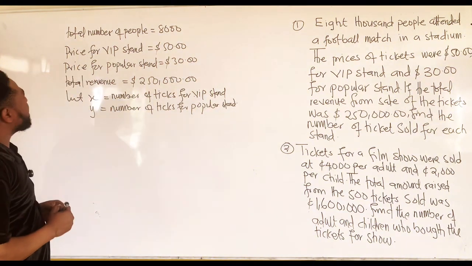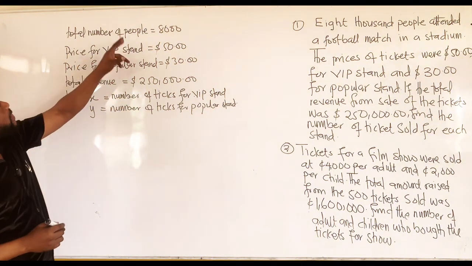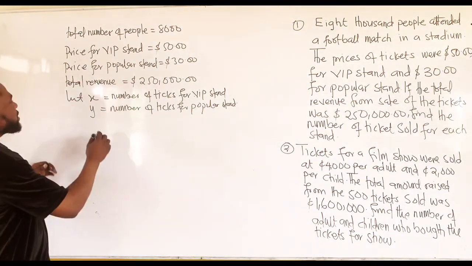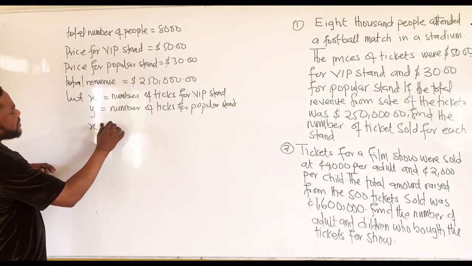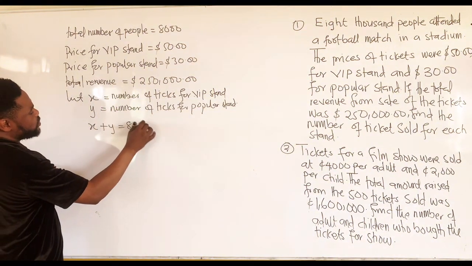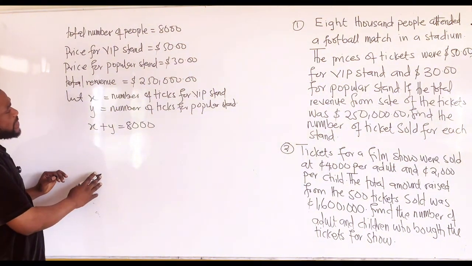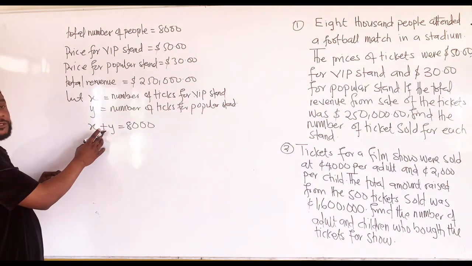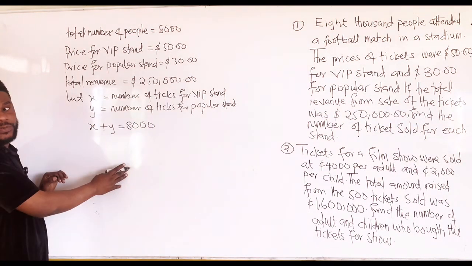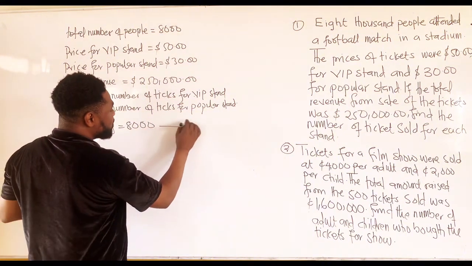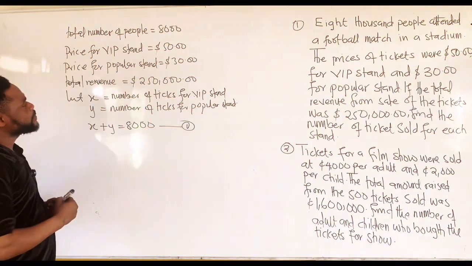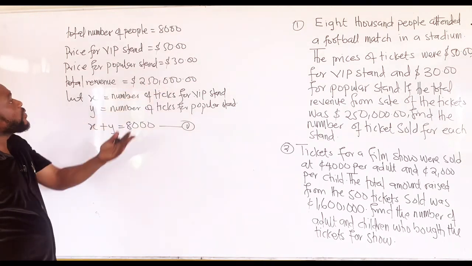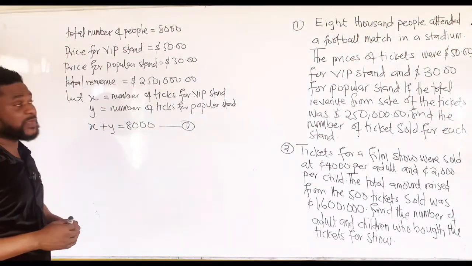Now, let's see how we can go by this question. Since we have the total number of people that attended the show, we can say that our x plus our y should be equal to 8,000, which means the number of tickets sold to VIP stand plus the number of tickets sold to popular stand should be equal to this. Then we name it equation 1.